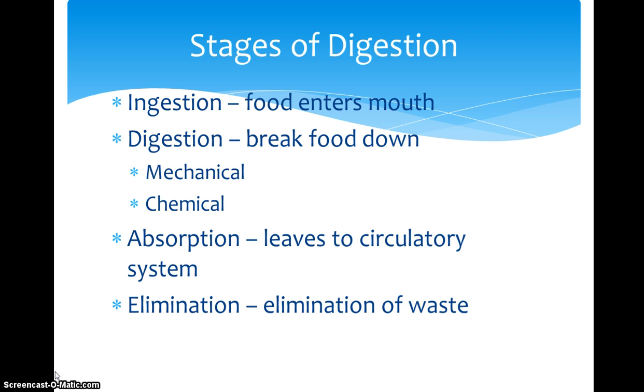Chemical digestion is just as it would seem, using enzymes or molecules produced by the body to digest the food. This occurs in your mouth, in your stomach, and your small intestines. Absorption is the part of the digestive process where molecules leave the digestive system and enter the blood. And then elimination is simply getting waste out of the body, which in this case is going to be feces.